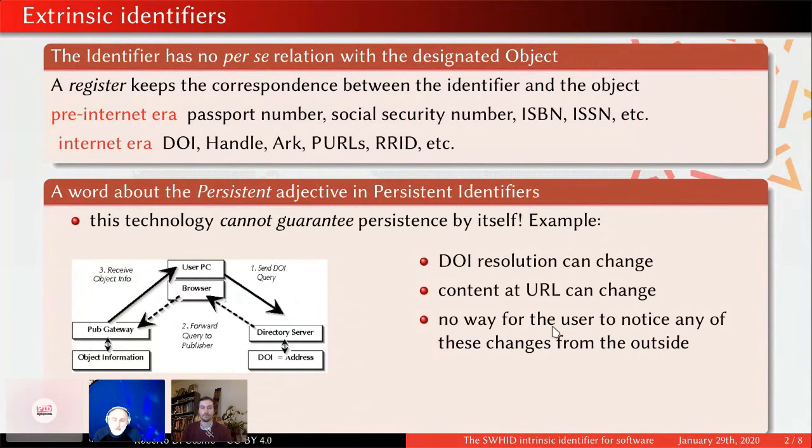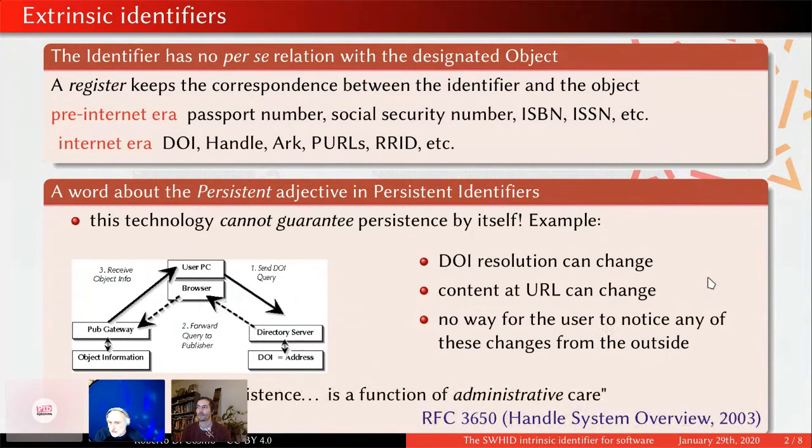And there is no way I can see if any of these two entities is making changes behind the doors or behind the scenes for me. So the persistence doesn't come from the technology. It comes from the people that run these services that need to make sure the correspondence is there. So the persistence is not in the identifier, it is in the system, the people like you that maintain this correspondence. And this actually is part of the specification if you are geek and curious.